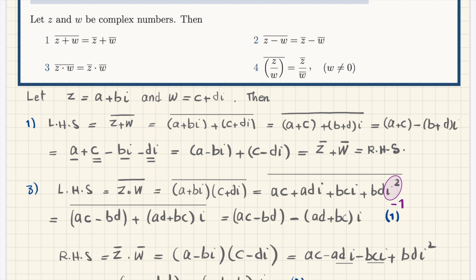Because, for example, if I write z squared bar, it means z times z bar. But we learned that this becomes z bar times z bar, and z bar times z bar is z bar to the power of 2. Yes? And the same story happens.